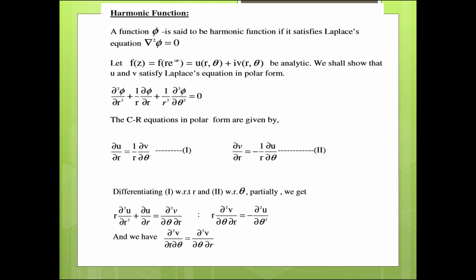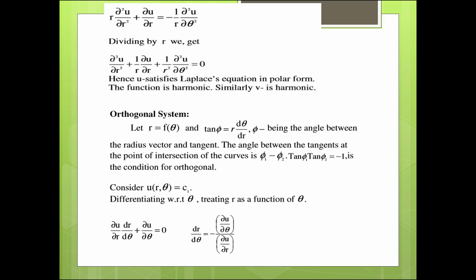Differentiating 1 with respect to r and 2 with respect to θ partially, we get r² ∂²u/∂r² plus ∂u/∂r equals minus 1/r ∂²u/∂θ². Dividing by r, we get ∂²u/∂r² plus 1/r ∂u/∂r plus 1/r² ∂²u/∂θ² equals 0. Hence u satisfies the Laplace equation in polar form. The function is harmonic. Similarly, v is harmonic.